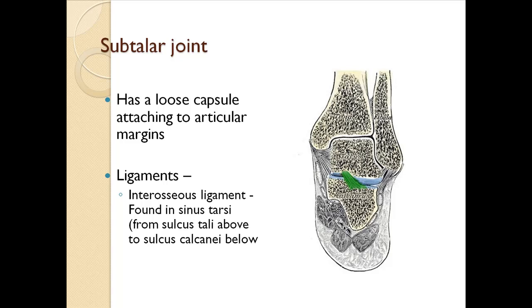It's found inside this hollow formed by the two sulci coming together, which is collectively called the sinus tarsi. Now, the interosseous ligament is the major stabilizer of the subtalar joint, and injuries of the interosseous ligament are very, very unusual. It's such a strong ligament that you're unlikely to get any major tears of it. You're more likely to develop fractures of either the talus or the calcaneus.